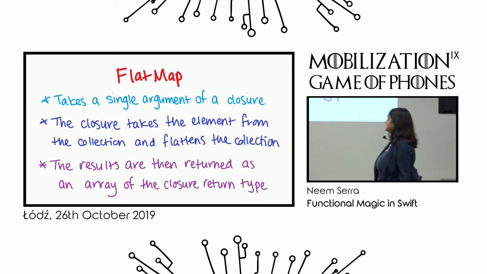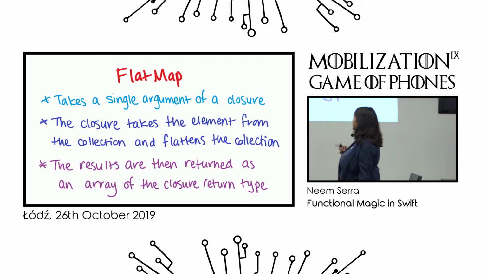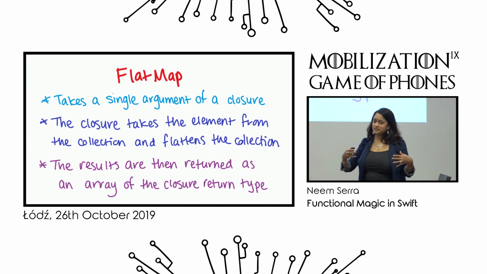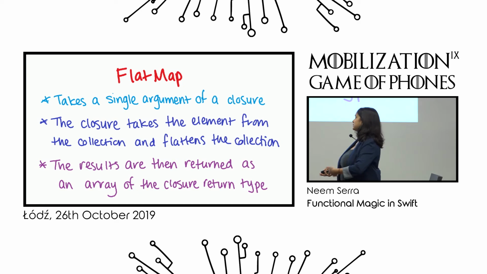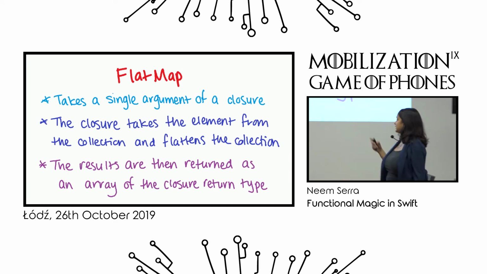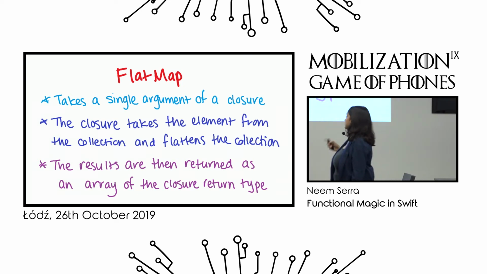Okay, so flat maps take a single argument of a closure. The closure takes the element from the collection and then flattens the collection. So like you saw when there were nested arrays, it took out one layer of arrays. And then similarly to map, you get the results as an array of the closure's return type.